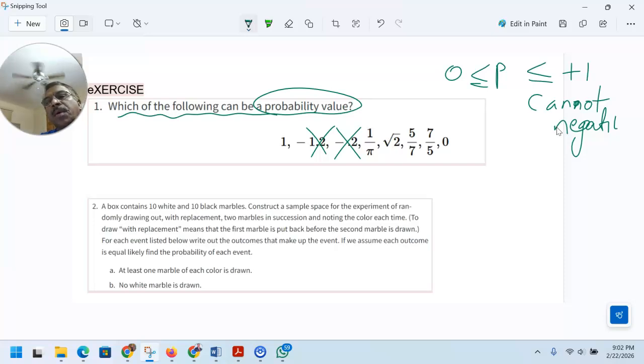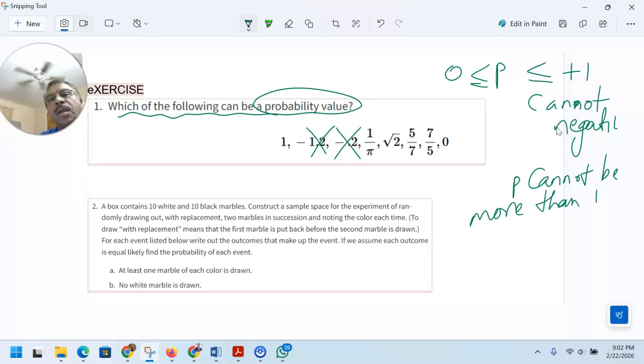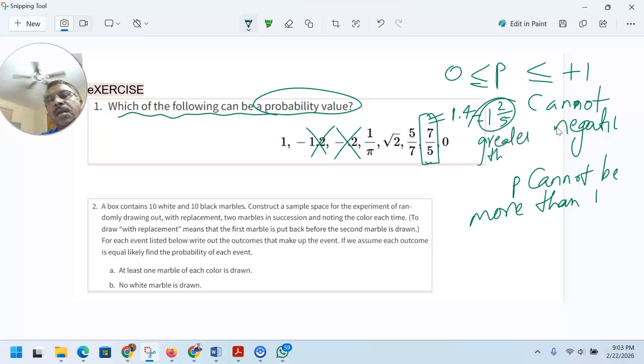Also, your p cannot be more than 1. And you can see this number which you see is 7.5. If you use the calculator, you will see it is 1.4, or it is also 1 2/5 like this. See? So this is greater than 1, so this cannot be the answer. And then also you will see this number √2 on the calculator, it will be 1.41. So this also cannot be.